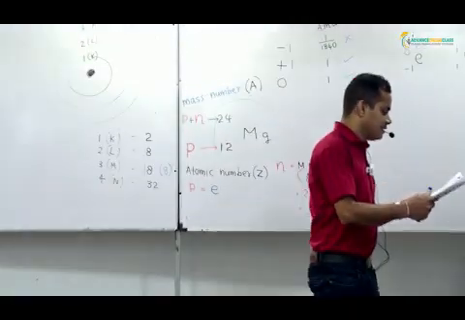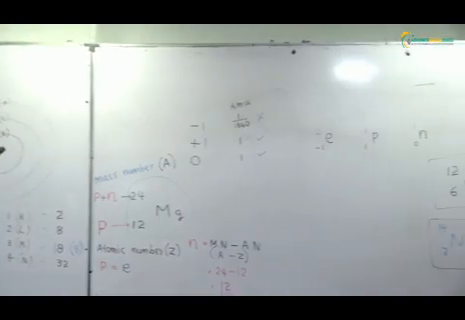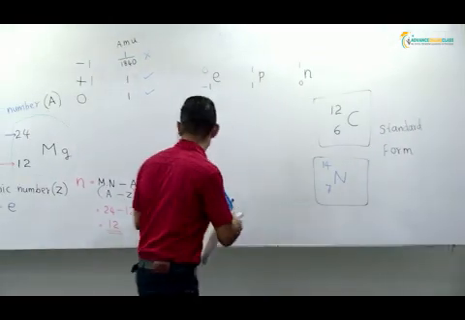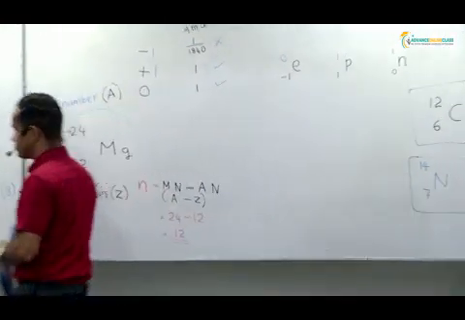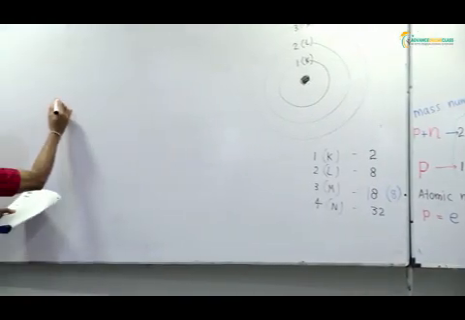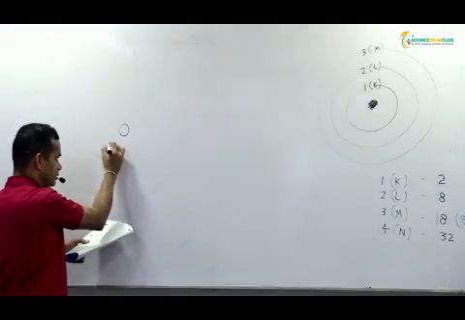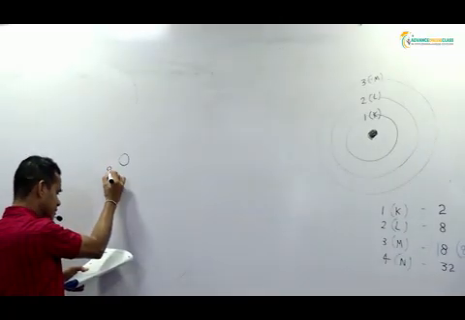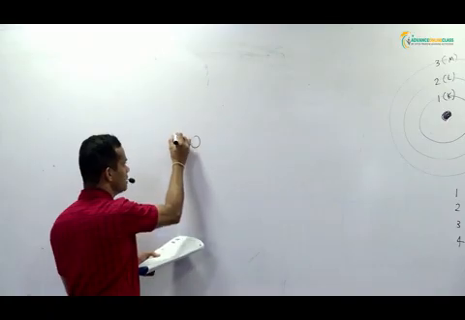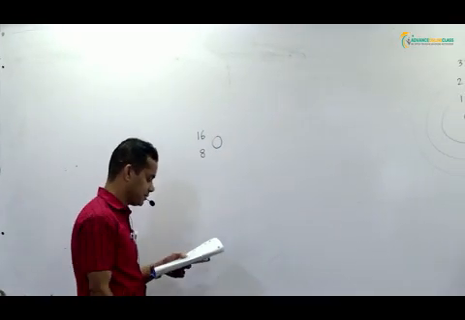Exercise. Symbol of oxygen is O. So we write symbol O. Then 8 protons, protons here. 8 neutrons. Neutrons have no place to write, but neutrons are inside this.